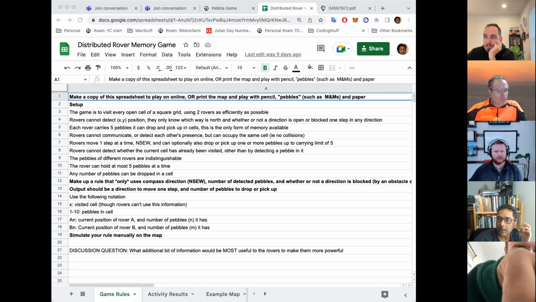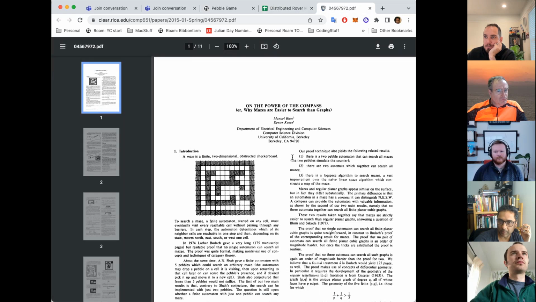Okay. All right. So the idea behind this distributed rover memory game is from this classic paper I mentioned before on the power of the compass. And this is where the major result on the idea of pebble automata was discovered. Pebble automata is basically a very simple stateless robot that wanders around a grid, and its only form of memory is dropping pebbles or picking them up.